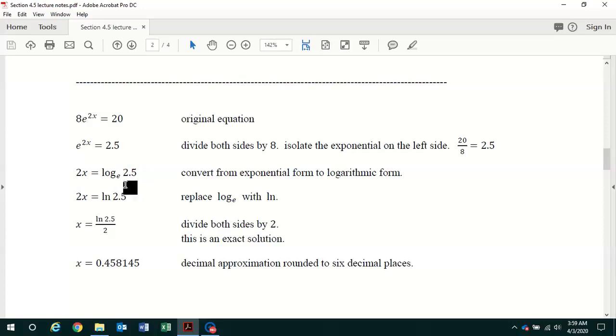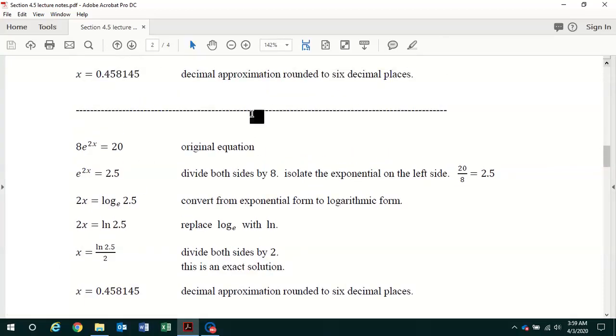Well, log base e, right, the notation ln just replaces log base e. Remember, log base e gets its own notation, and it's ln for the natural log. So 2x is equal to the natural log of 2.5, and then we divide both sides by 2, and we get the exact same answer as up above here. And then when you use your calculator, you get the same decimal approximation as up here. Okay, so you'll notice the decimal approximation from the first technique is the same as down here.